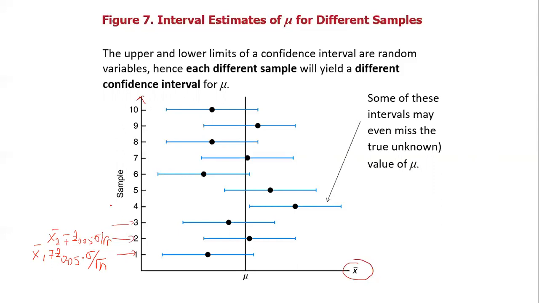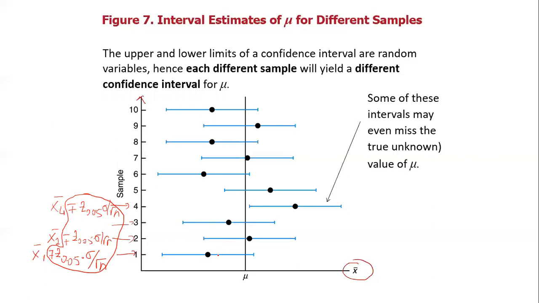I won't write the third one because I don't have space there. This is x4 bar plus minus z sub 0.05 times sigma divided by root 10. As you see, these parts are the same. The only changes are x1 bar, x2 bar, and x4 bar.